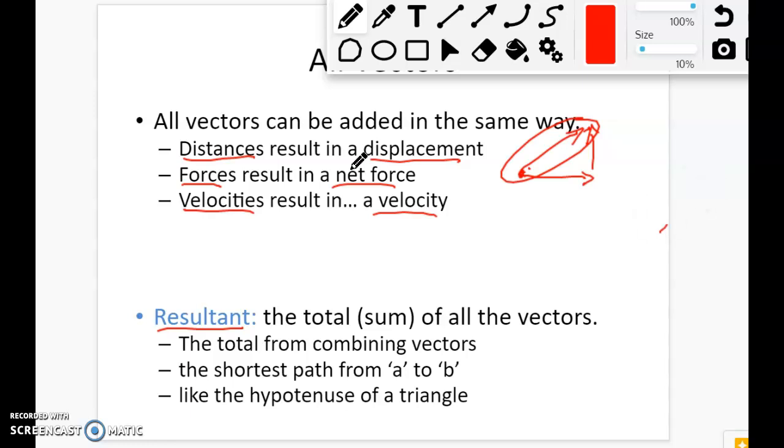And so resultant is just the shortest path to get from A to B or from start to finish. It doesn't get added tip to tail like your other vectors do. The resultant goes from start to finish.